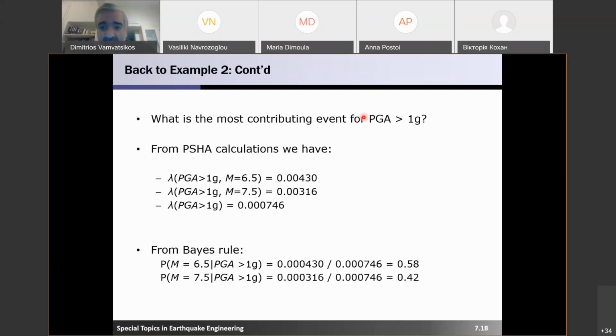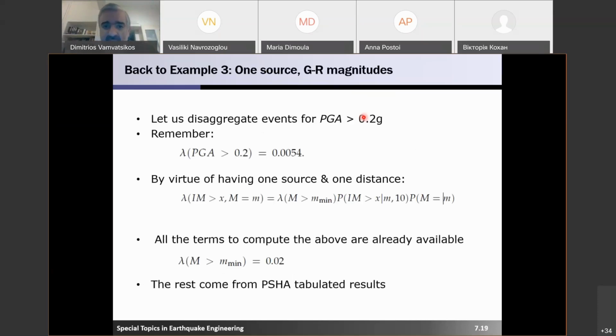Okay. Let's move to our multiple Gutenberg-Richter distributed magnitudes. Again, we're looking at the PGA of 0.2G. Remember, our rate as estimated was 0.054. And by virtue of having one source and one distance, it's actually fairly easy to say that the joint distribution of IM greater than x and a given magnitude is just the minimum rate times what the GMPE gives you times the probability of being in any bin.